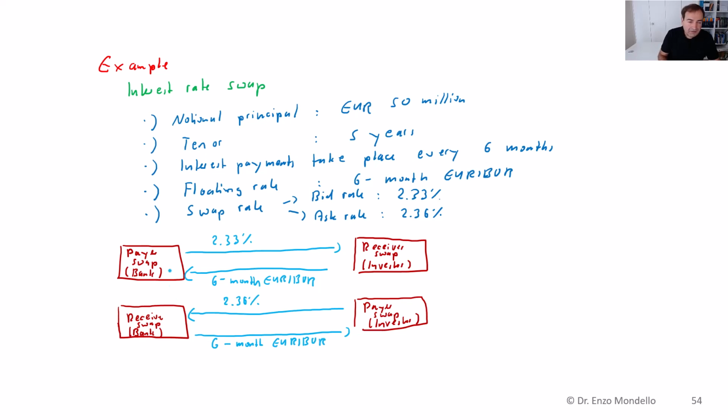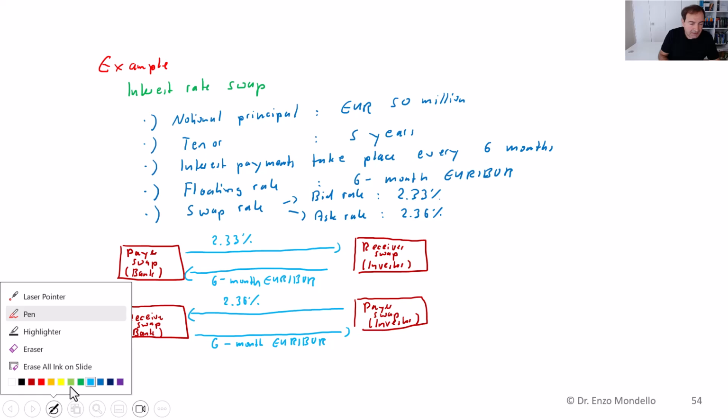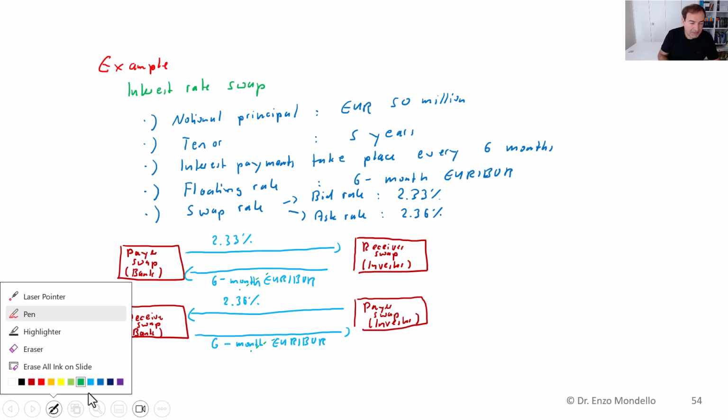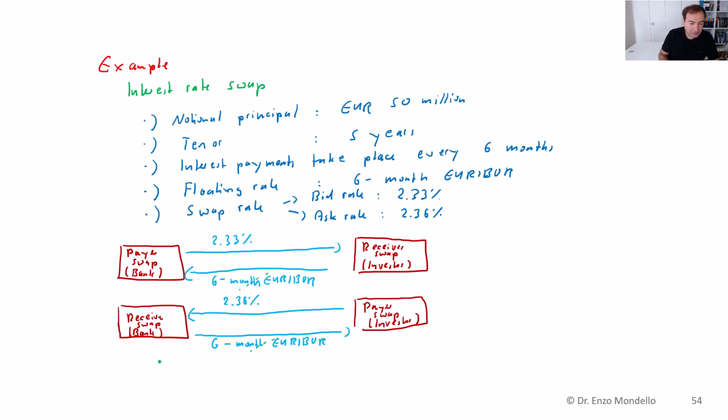If we take the view of the bank, then we see that the 6 months EURIBOR cancels out. On the payer swap, the bank receives the 6 months EURIBOR every 6 months and pays on the receiver swap the 6 months EURIBOR. So the 6 months EURIBOR cancels out, and the bank receives 2.36% and pays every 6 months 2.33%. Hence, the yearly profit of the bank, acting as an intermediary, can be calculated as follows.